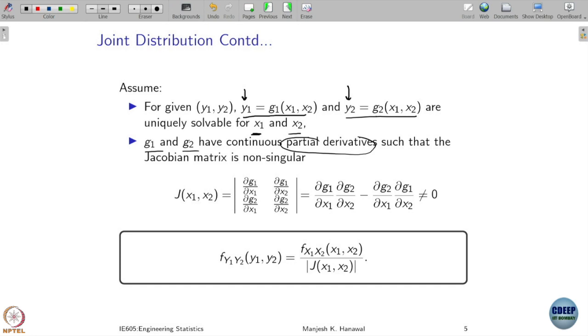Now we are going to define something called a Jacobian matrix at the point x1 and x2, which is defined like this. Actually, I am taking the determinant of this Jacobian matrix here, which is computed like this. The first row corresponds to the function g1 and the second row corresponds to the function g2. Assume that this Jacobian determinant is not zero at any point x1 and x2.